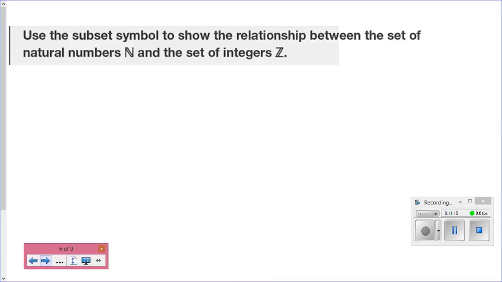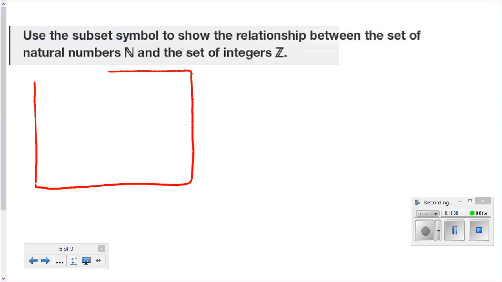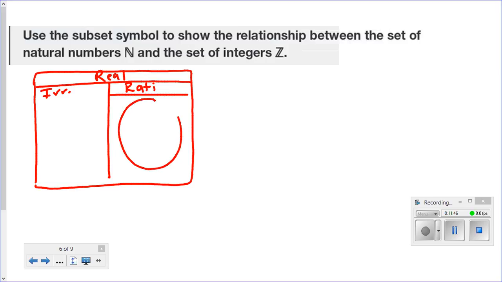So let's just go through a few examples here. If you need to take your time to write those down, please do so. Use the subset symbol to show the relationship between the set of natural numbers and the set of integers. So when we talked about natural numbers before, we've seen a chart like this where it said real numbers, and then we broke our real numbers up and we said, okay, in our real numbers we have irrational numbers and rational numbers. And then inside of our rational box, we said, okay, now we've got our integers, our whole numbers, and our counting numbers, or natural numbers.